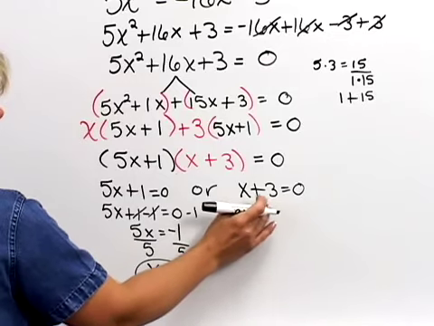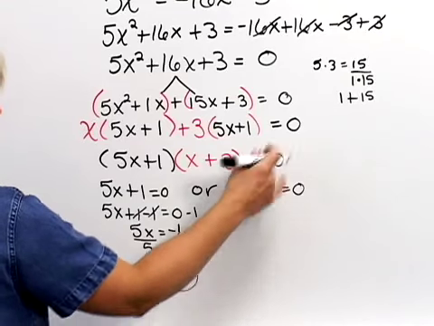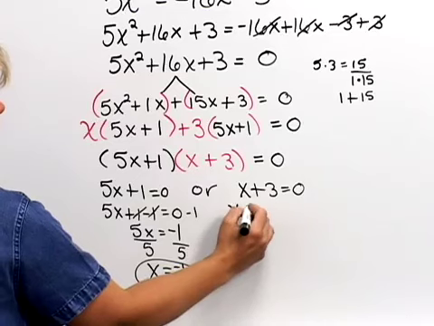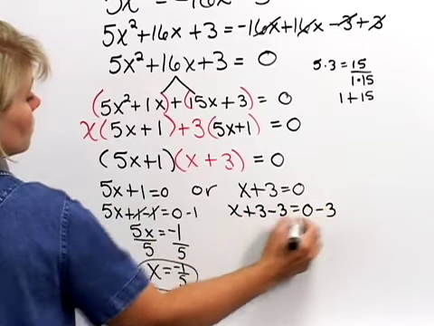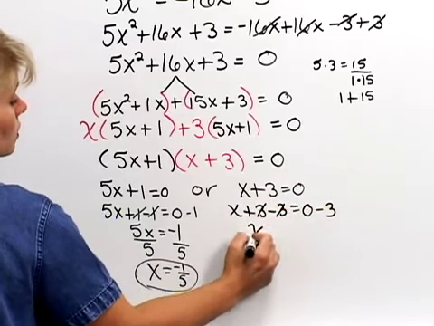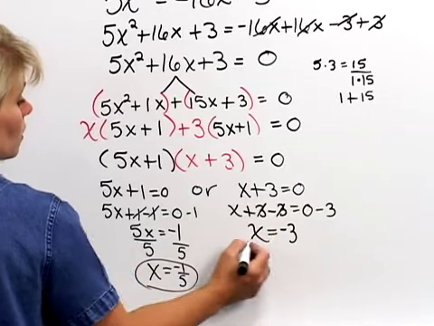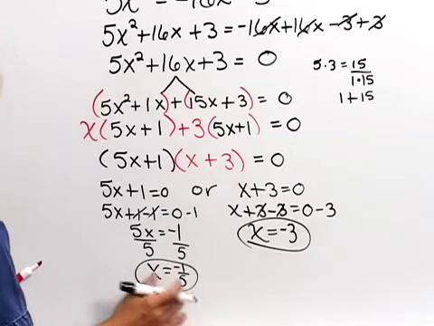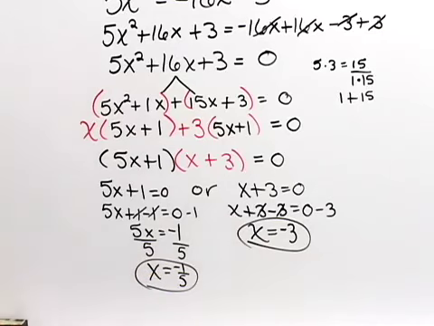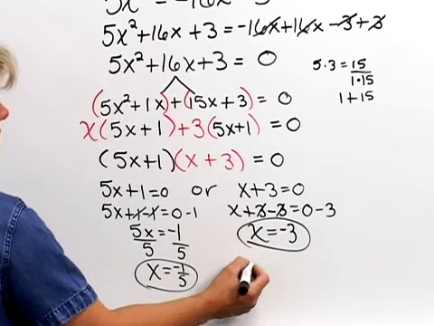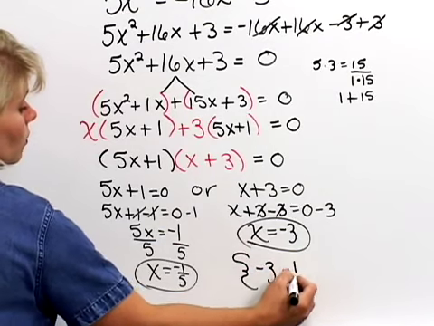When we take a look at this, we have to isolate the x, so we have to make this positive 3 move to the other side. So let's subtract 3 from both sides of the equation. That makes those cancel. So the other possible solution is x equaling negative 3. So we have a possible solution of negative 1/5 or negative 3. Your solution set is the set of negative 3 or negative 1/5.